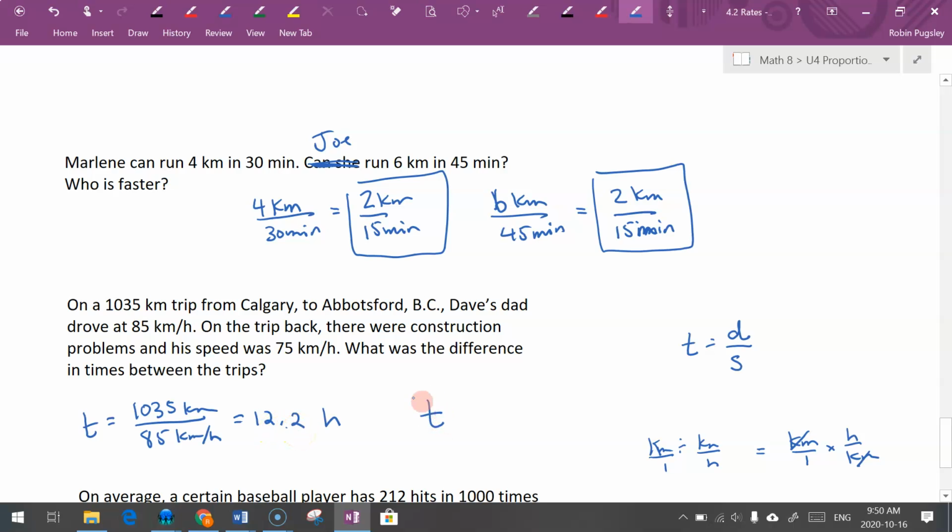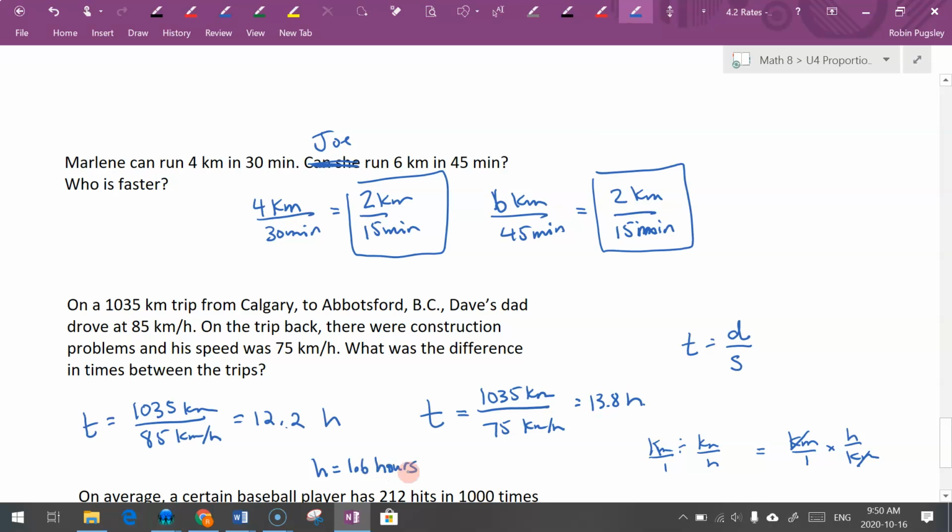Let's take a look and figure out the time going at 75 kilometers per hour. It's the same distance going back, so we have that same distance, but now we're at 75 kilometers per hour. So I go 1,035 divided by 75, and I get 13.8 hours. So what is the difference in time? Well, if we subtract the two, I get 1.6 hours. That's the difference.